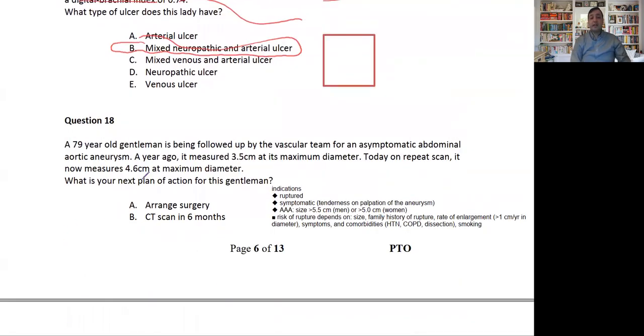So question 18, a 79-year-old gentleman is being followed up by the vascular team for an asymptomatic abdominal aortic aneurysm. A year ago, its maximum diameter measured 3.5 centimeters. Today, on a repeat scan, it now measures 4.6. So this is very important: 3.5, and now it is 4.6. Over 1 year, this is an increase in the diameter of the abdominal aortic aneurysm of more than 10 millimeters, or more than 1 centimeter.